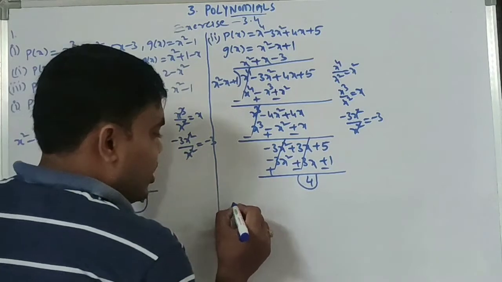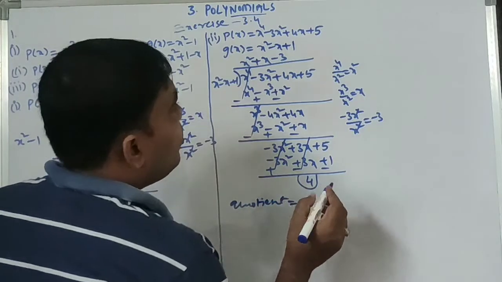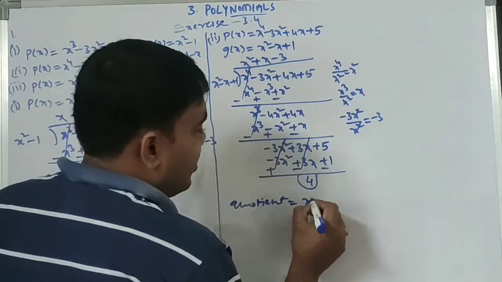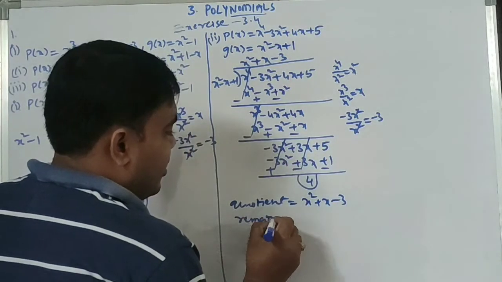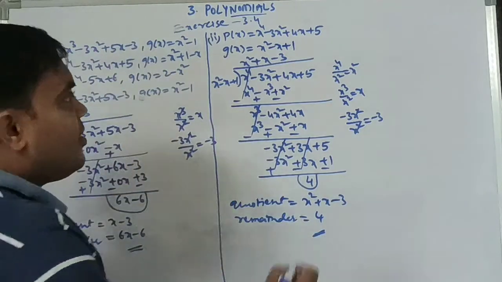So quotient equal to x square plus x minus 3, remainder equal to 4. So this is the answer.